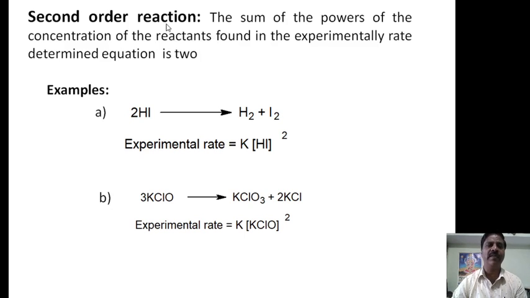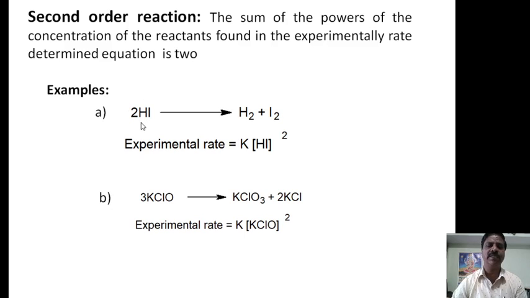Therefore, for defining the second order reaction, the experimental rate equation is very important. So simply, how do we define a second order reaction? It means the sum of the powers of the concentration of reactants found in the experimentally determined rate equation is 2, and that is called a second order reaction. Now coming to the examples of second order reaction.